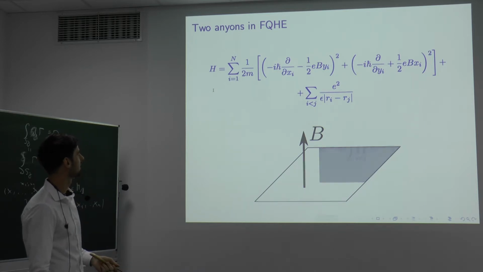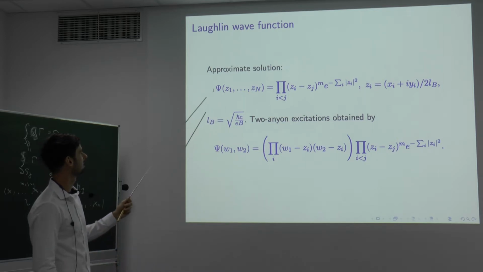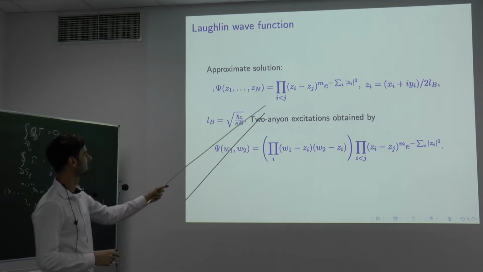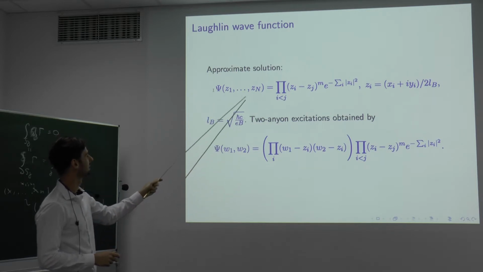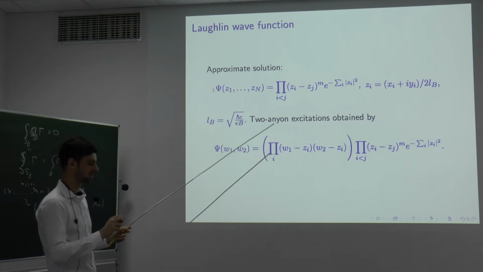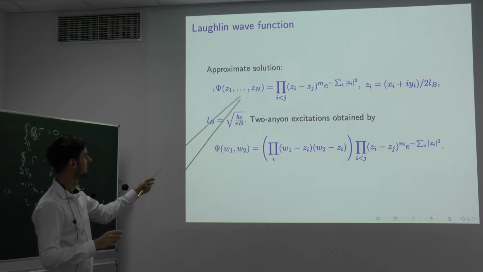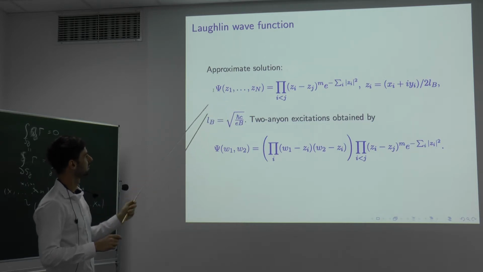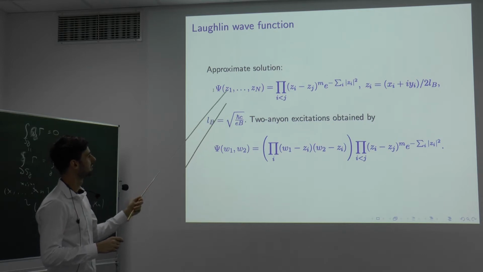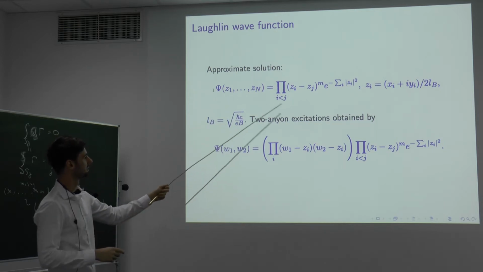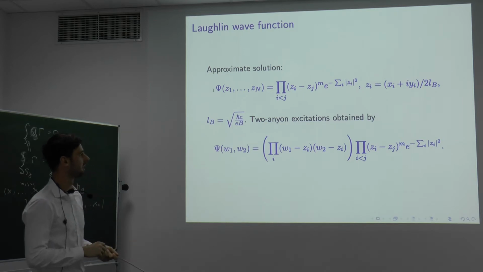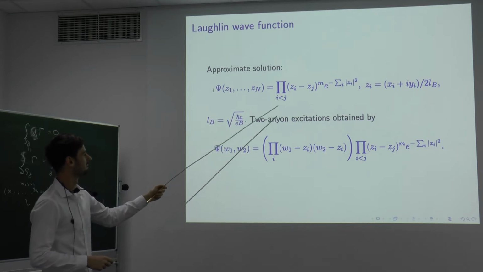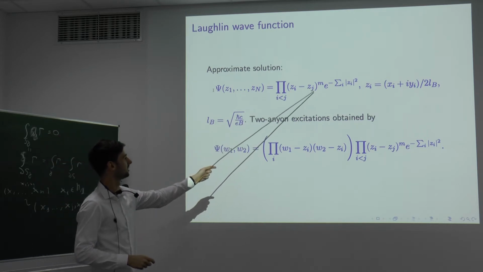So this is the Hamiltonian, and Laughlin proposed a wave function which is an approximate solution to this problem. Z1 to Zn are the two-dimensional coordinates of those n electrons, which we just put into a complex form. The wave function has this form, it's unnormalized. This would be a family of ground states that are numbered by odd numbers m.